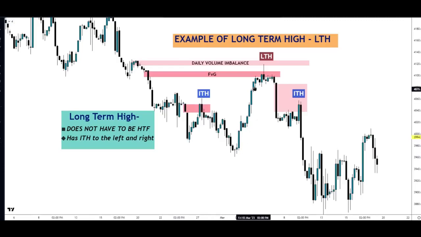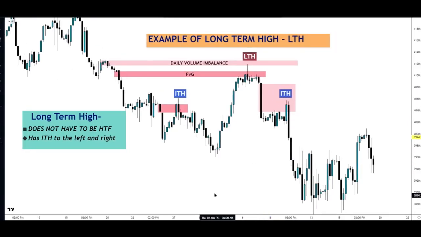It comes down, comes in, touches the volume imbalance, the daily volume imbalance. This is a 4-hour chart. And then it's also filling in this fair value gap. Notice the closes do not disrespect the fair value gap. And then it comes down, and then another intermediate term high forms. So this is a long-term high.